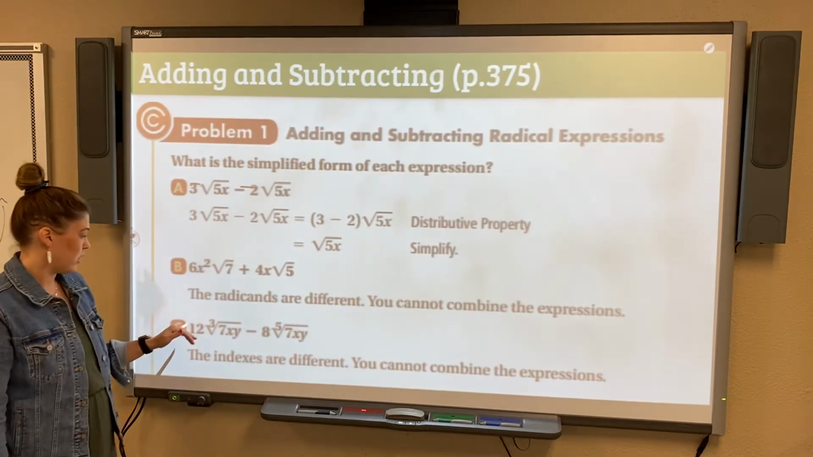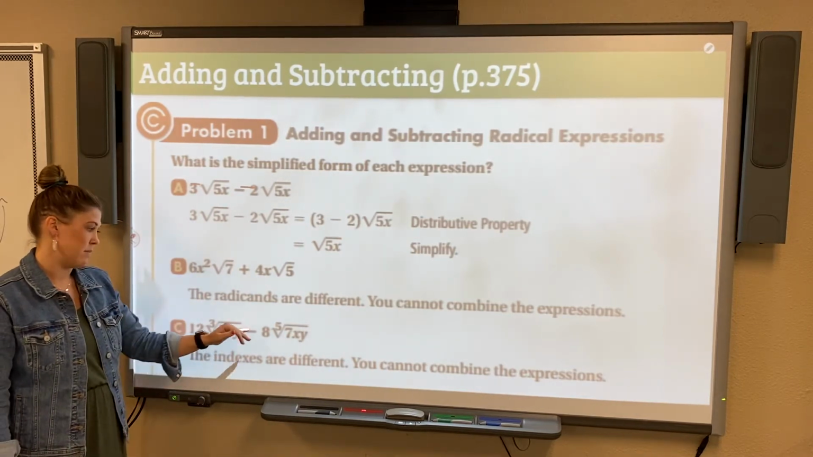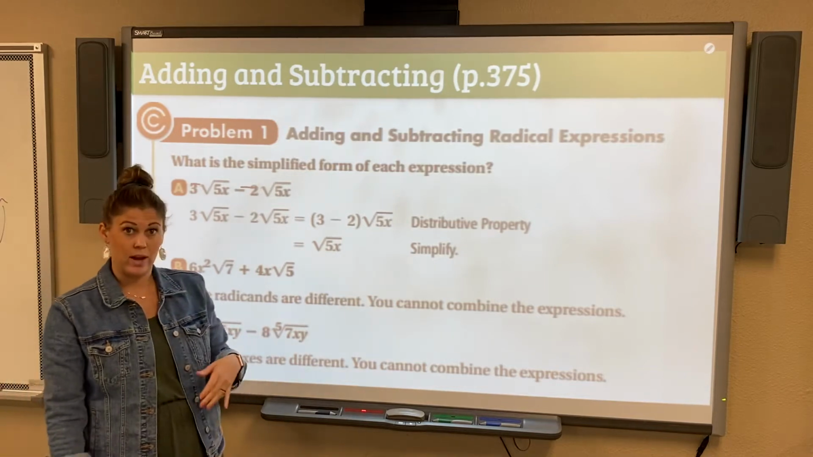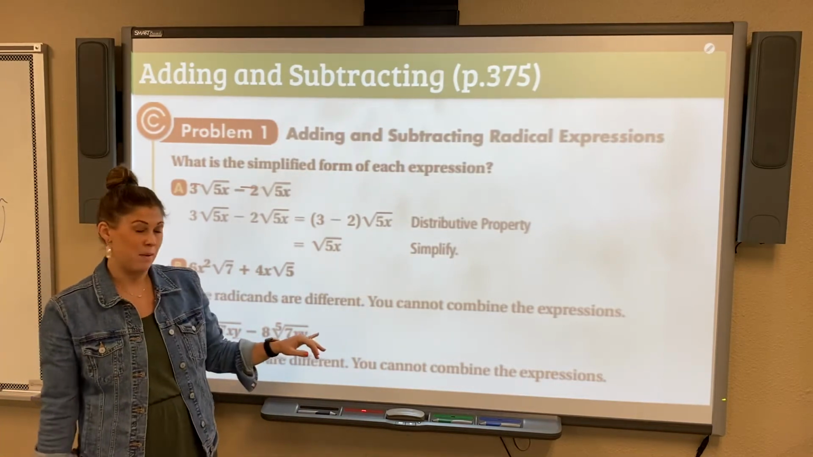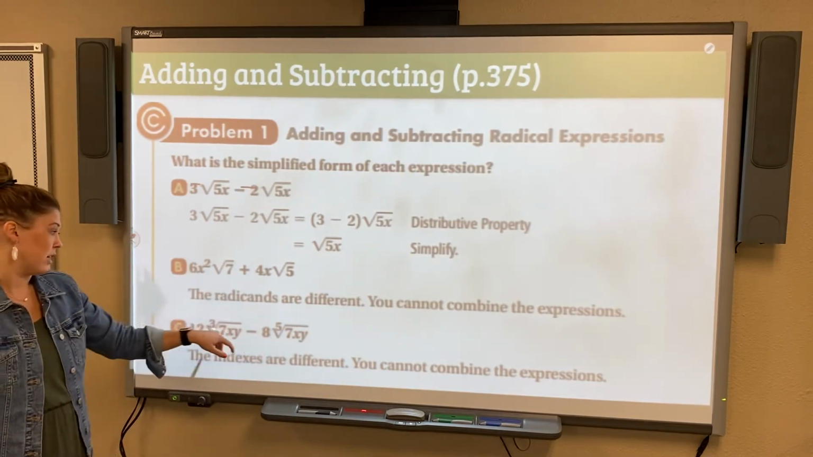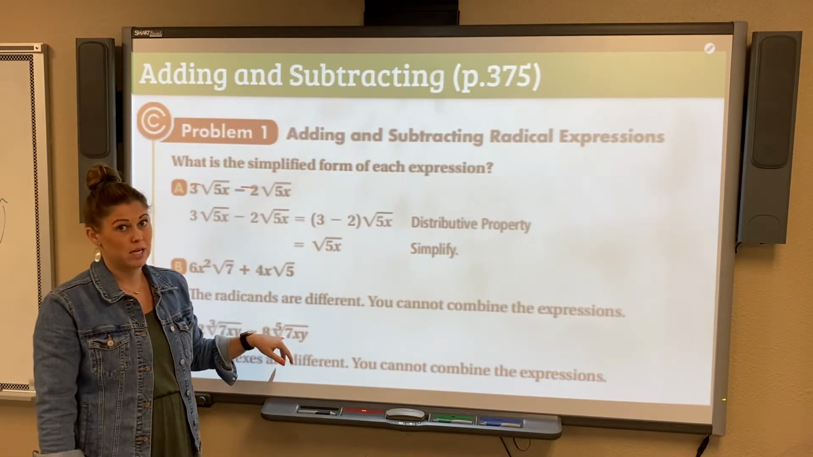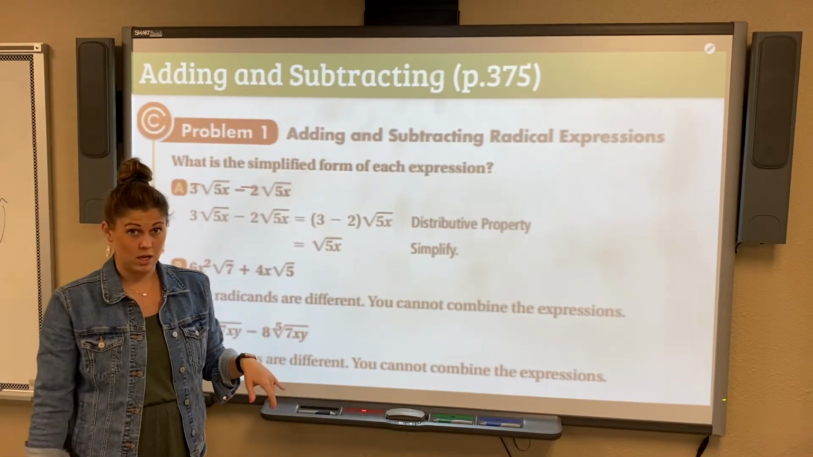Here we have 12 cube root of 7xy minus 8 fifth root of 7xy. The 7xy is the same, but the indexes are different. This is a cube root, and this is a fifth root. So those cannot combine.